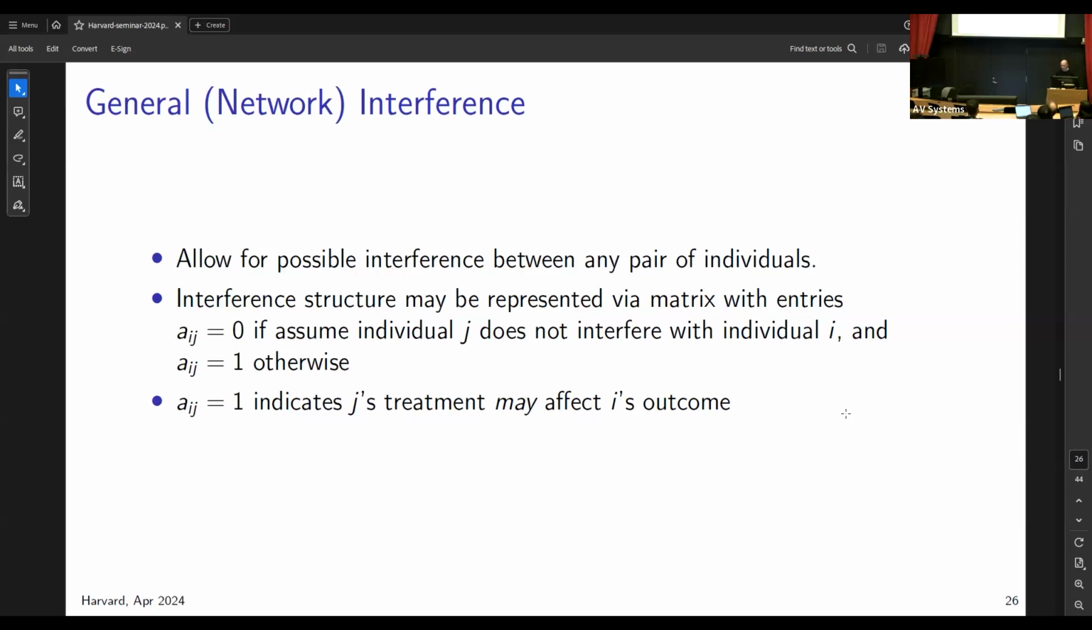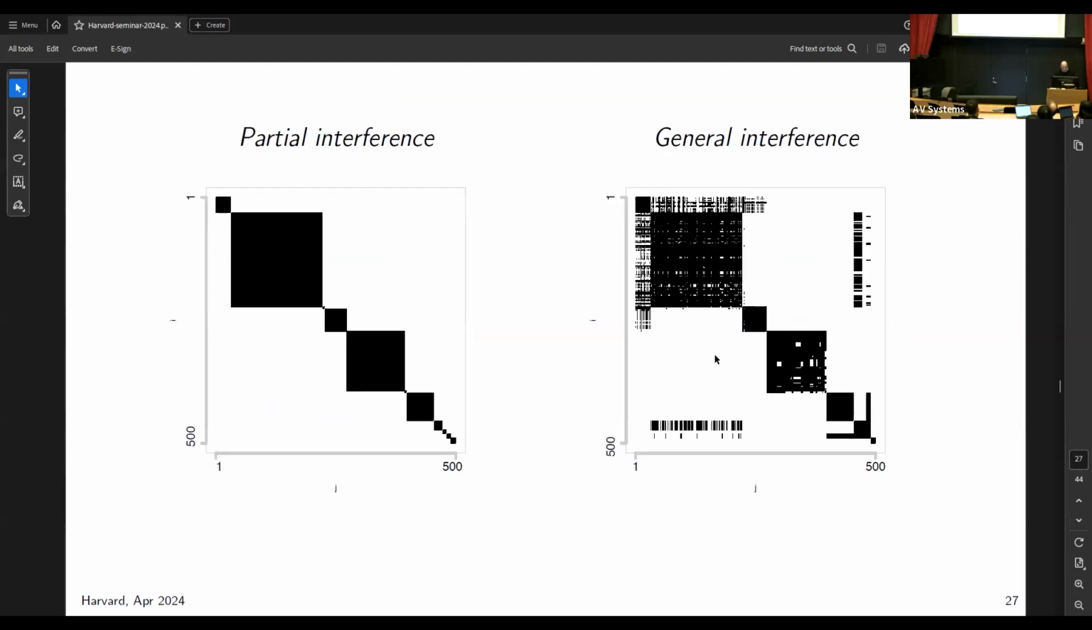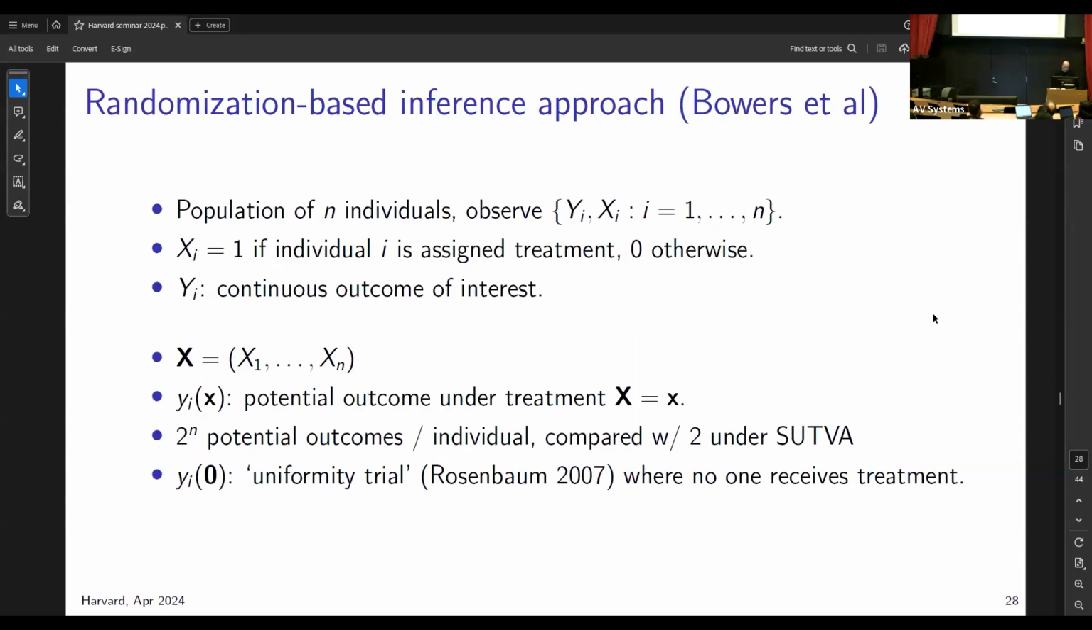Otherwise, I put a 1 in the matrix. And that'll be our A matrix. And if you're willing to assume partial interference, then you could sort the rows and columns of that matrix so that we get a block diagonal. But otherwise, we're going to let it take this general structure because we're thinking about networks now. And this is the idea of the Bowers et al. approach, just 2 slides sketching it out.